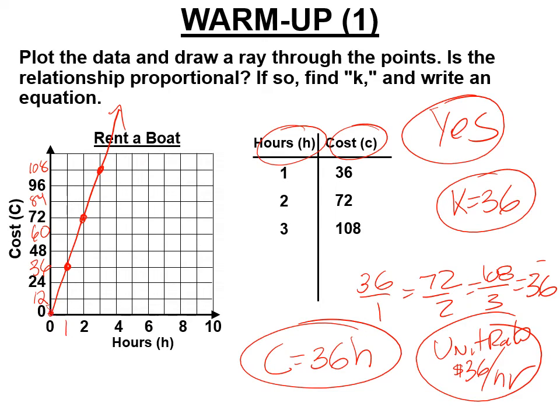Now, in this case, since it's proportional, the slope is not 3. Each box is worth 12, right? The slope, the constant of proportionality, that number in front of h, and the unit rate, they're all the same number, right? And this is in the form y equals kx. In the last lesson, we changed to y equals mx plus b when it's not proportional. But this is in the form y equals k times x. K is 36, the slope is 36, the unit rate is $36 an hour to rent this boat. It's $0 to get it. We start at 0, but it's $36 for each hour.